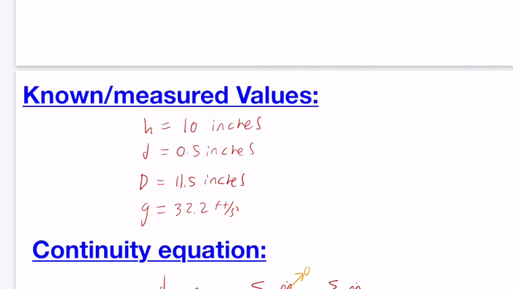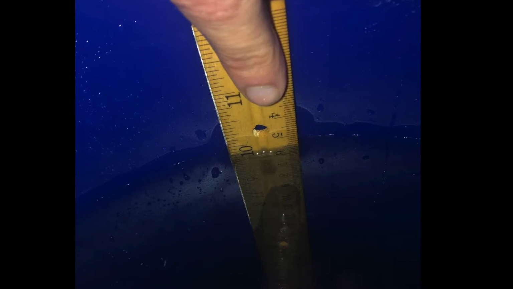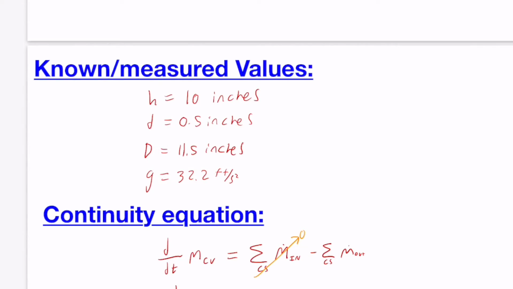On to the continuity equation, we have known and measured values: height equal to 10 inches, which I measured from the bottom hole to the water line. The diameter of the bottom hole, which I will write in a lowercase d, was drilled with a 1/2 inch drill bit. The diameter of the bucket, written in capital D, was measured out to be 11.5 inches, and we know gravity is 32.2 feet per second squared.